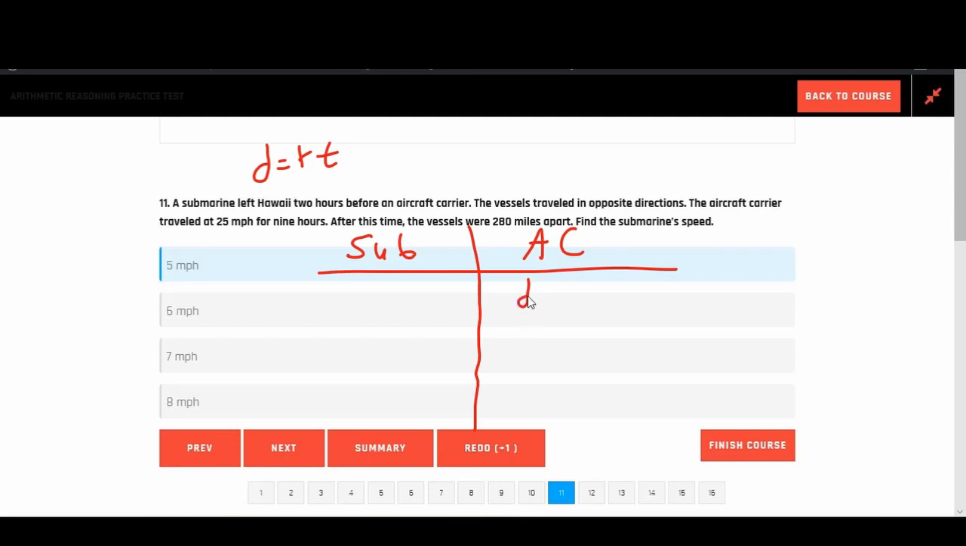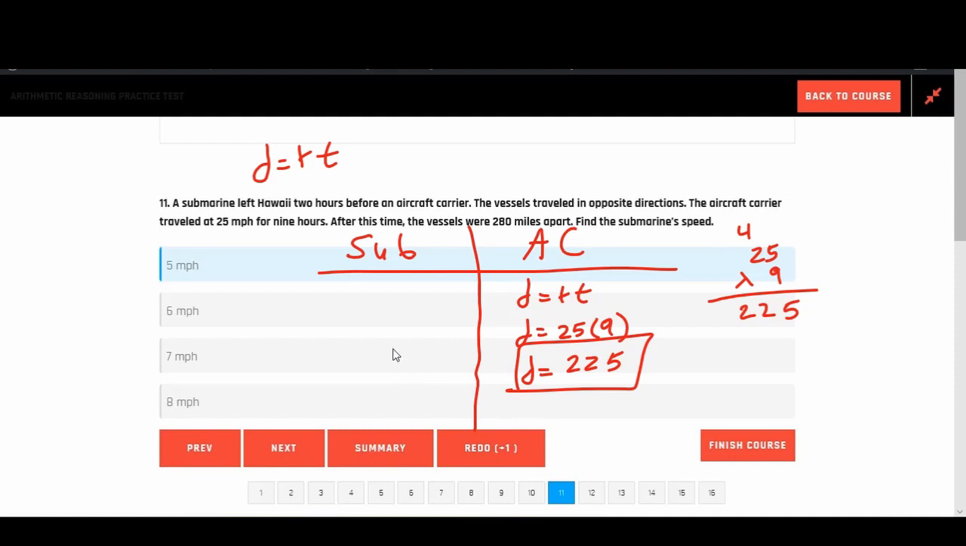We're told, and let's go ahead and jot this down right here, that the aircraft carrier traveled at a speed or rate of 25 miles per hour for 9 hours. So during those 9 hours, that aircraft carrier went a total of 25 times 9. 5 times 9 is 45. Carry the 4. 9 times 2 is 18, 19, 20, 21, 22. That aircraft carrier went a total of 225 miles. Okay?